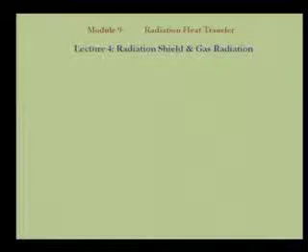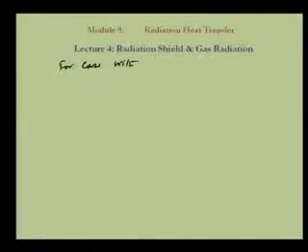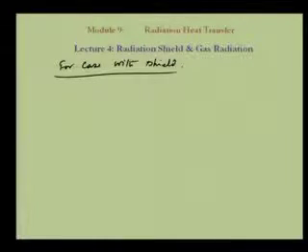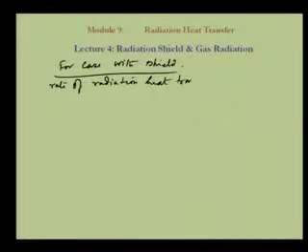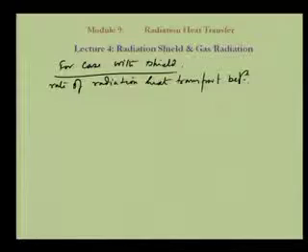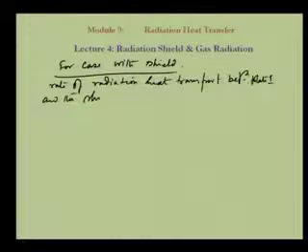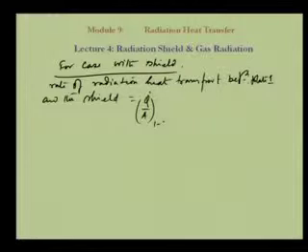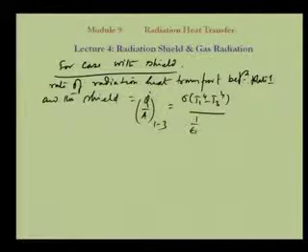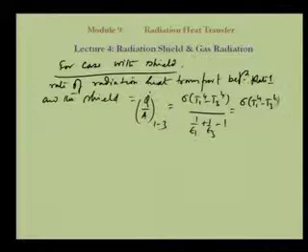Now, for the case with shield, the rate of radiation heat transport between plate 1 and the shield, that is equal to q dot by A, using the similar kind of things, 1 to 3 basically, and that will be equal to sigma into (T 1 to the power 4 minus T 3 to the power 4) by (1 by epsilon 1 plus 1 by epsilon 3 minus 1), and that will be equal to sigma into (T 1 to the power 4 minus T 3 to the power 4) by (2 by epsilon minus 1).